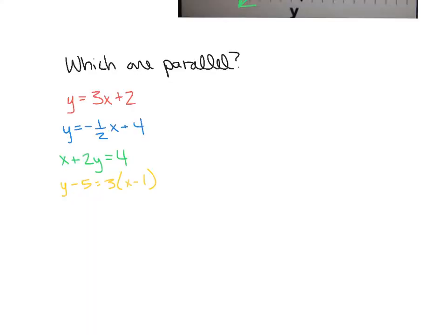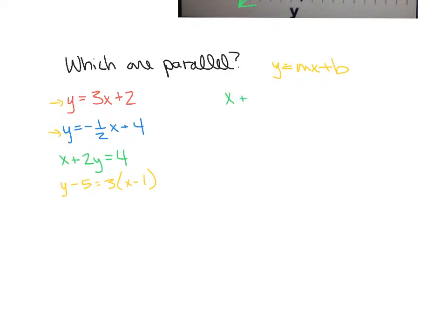So here we have four equations. Again, I'm not going to graph these ones. However, in order to decide which ones are parallel, we have to make sure they're all in y equals mx plus b form, or slope-intercept form. This one here is, and this one here is, which means we have to take the green and the yellow and rewrite those in slope-intercept form, which means we have to solve for y.